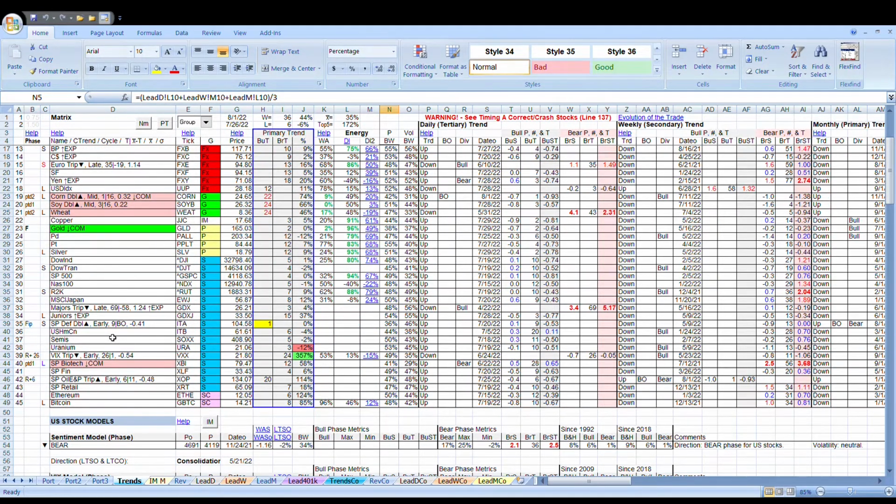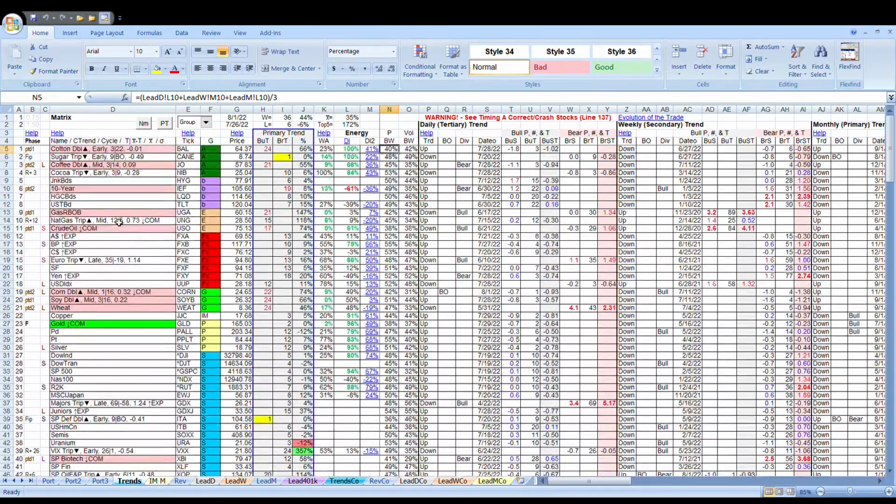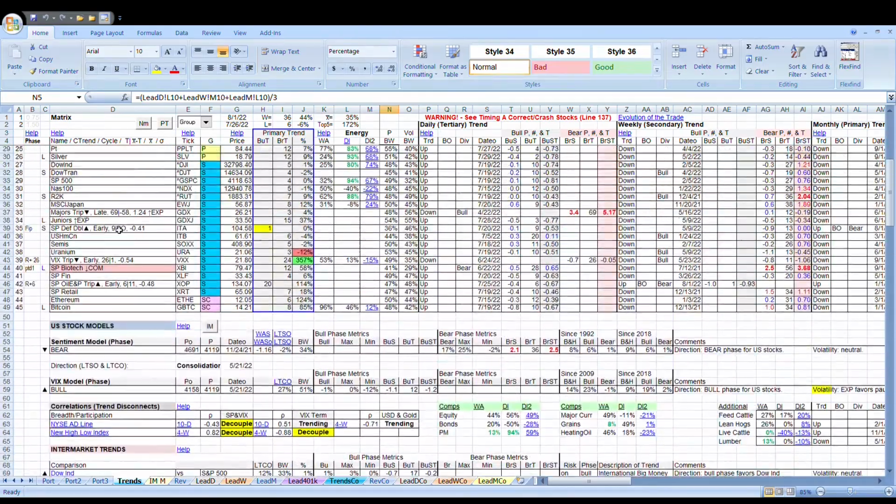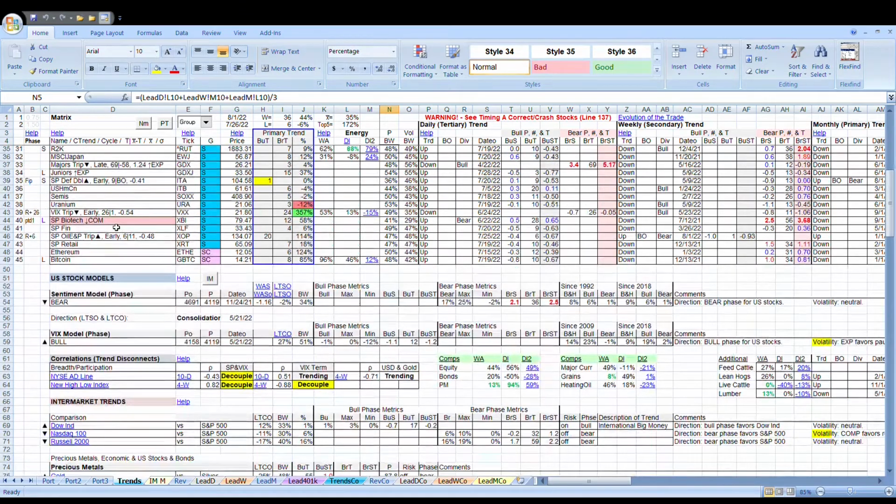We're not going to really talk about them. I suggest you download the matrix and you look for the flips, and the flips that we see in green, and you look for yellow.